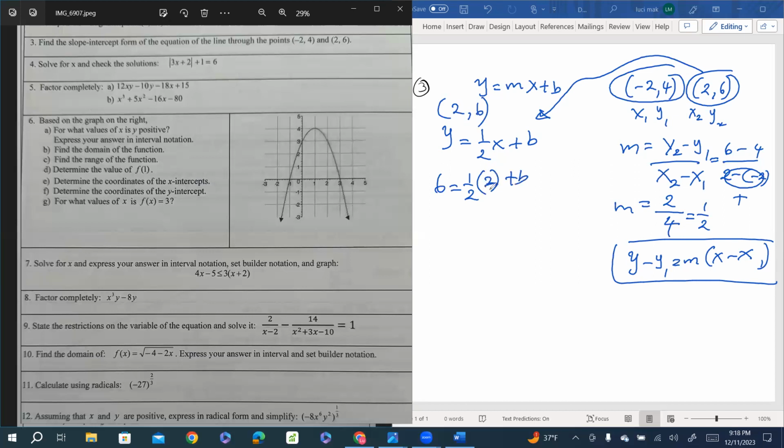Now 1 half times 2 is 1, or 2 over 2. 6 equals 1 plus b. So subtract 1 on both sides to get b equals 5. So now your equation is y equals 1 half x plus 5.